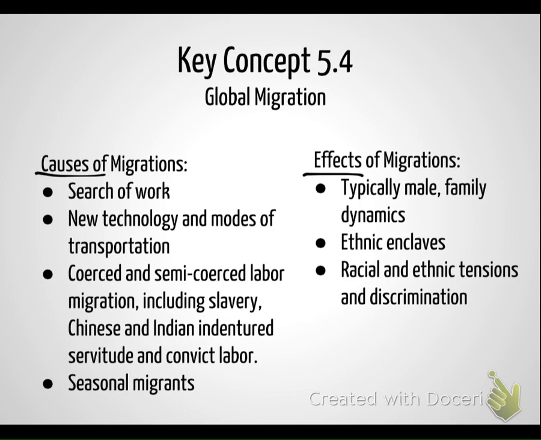One, search for work. When we're thinking of the context of the Industrial Revolution, we see new technology and modes of transportation makes travel much easier. We also see during this period of time still some coerced or semi-coerced labor migrations, not to the extent that we saw with the transatlantic slave trade, but we still see slavery around, and we still see Chinese and Indian indentured servitude. We also see convict labor really become a reason, which is pretty much a forced migration of different sorts.